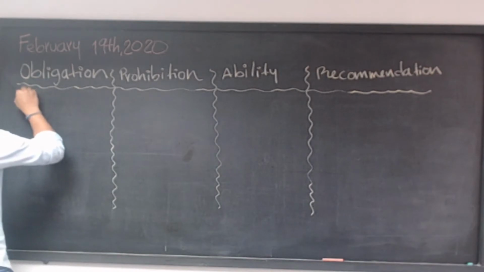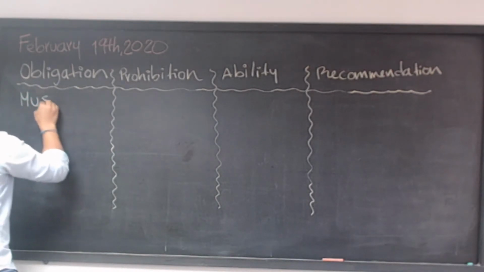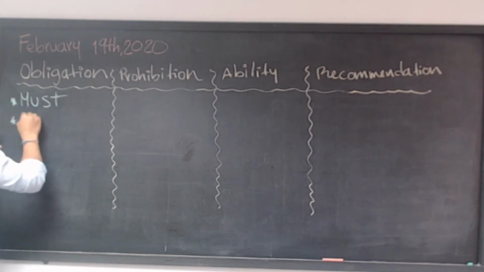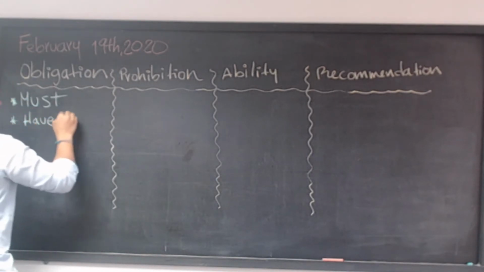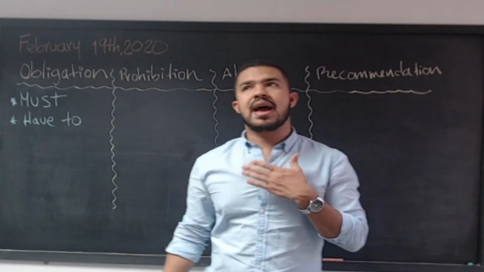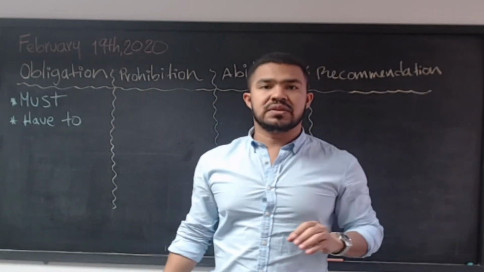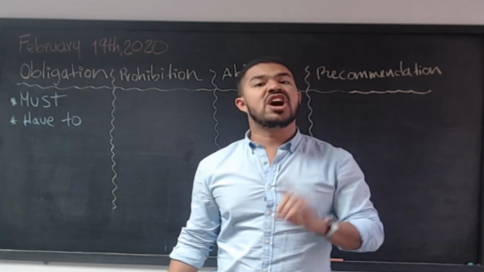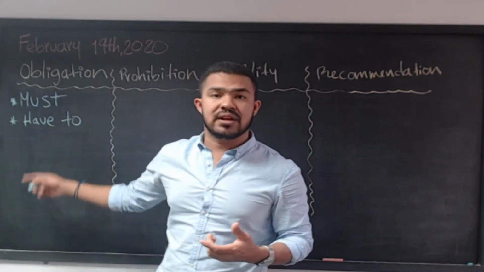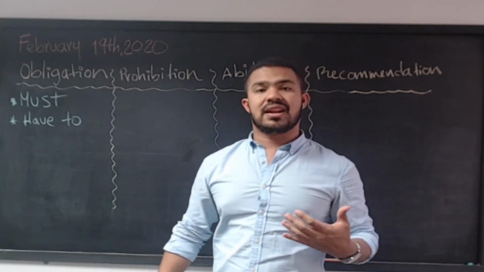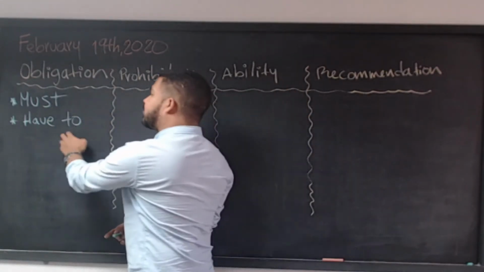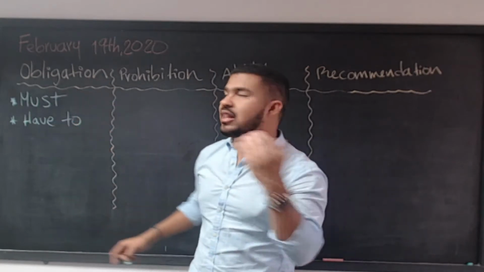For obligation, you can use must, or you can use have to. So I can say I must pay my rent. That is an obligation for me. It means that I have to do it. I have to pay my rent. Tengo que pagar la renta, es una obligación pagar la renta, okay? So I must pay the rent, and I have to pay the rent. Obligation.